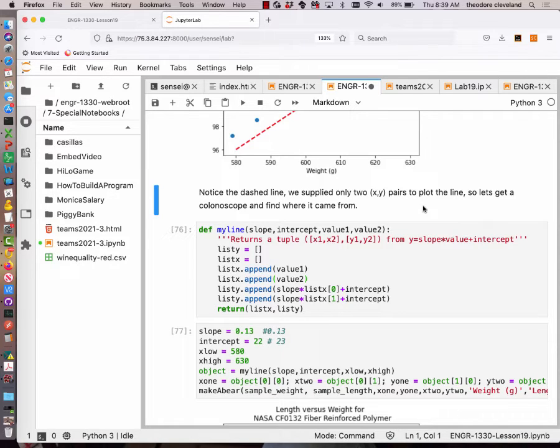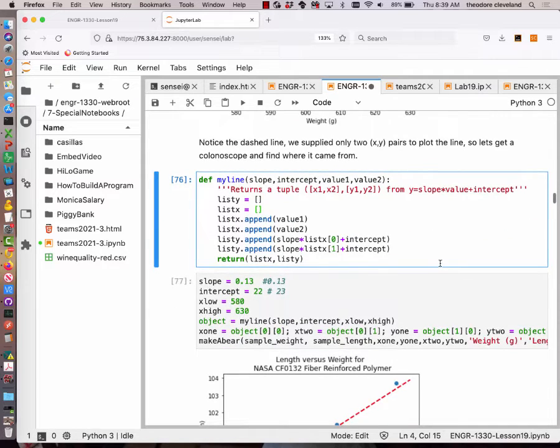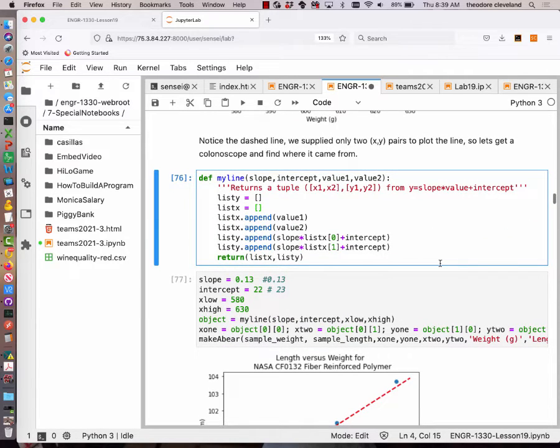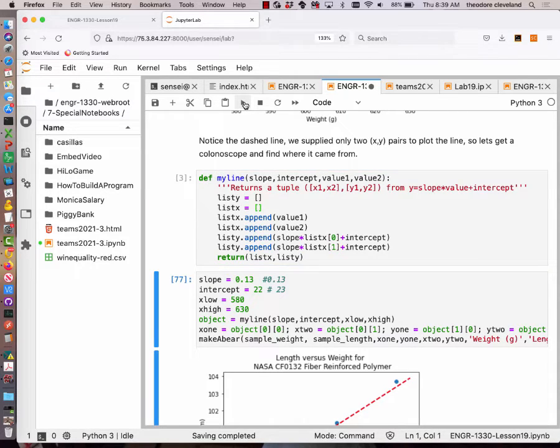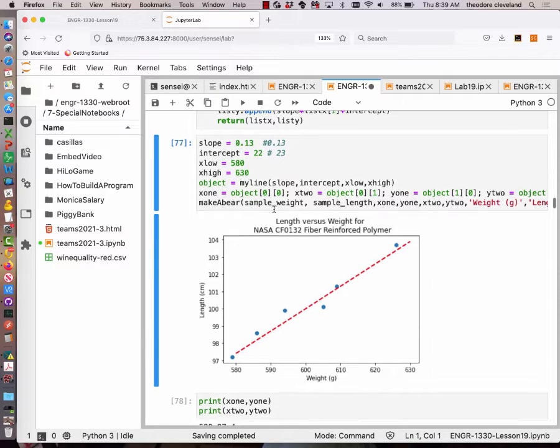So first we'll create a function called myLine. It's almost a comedy routine in that somewhere. And it takes a slope, an intercept, one value of x and an associated value of y, and it'll return a tuple, which gives us the left end and the right end from y equals slope times value plus intercept. So point slope form of a line. So we run that, nothing to see there because it didn't do anything yet.